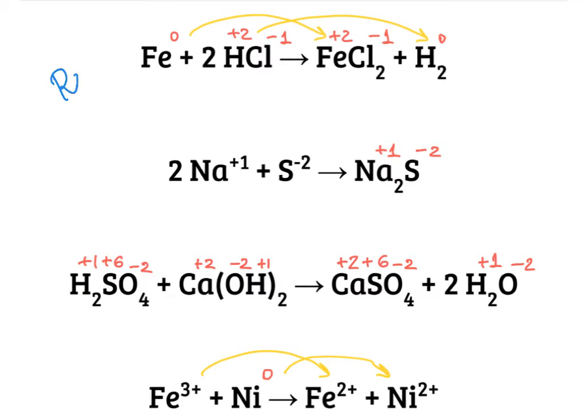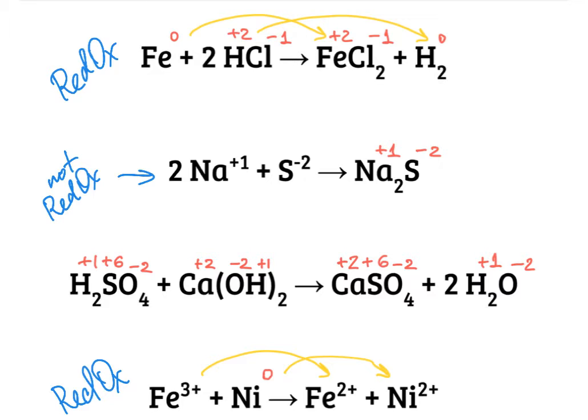Many chemical reactions are redox reactions: reactions of synthesis, decomposition, single replacement, combustion. They are all examples of redox reactions, but double displacement reactions are usually not redox reactions. And the reaction of neutralization, which is a case of double replacement reaction, is also usually not a redox reaction.